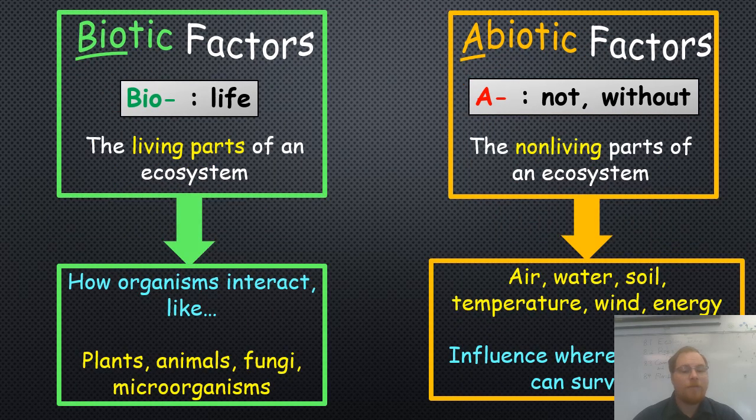Now, for biotic factors, we're talking about how organisms interact. Things like how the plants and the animals and all the other critters in an ecosystem interact with each other. With abiotic factors and the non-living things, we're talking about how all the non-living stuff interacts with each other. The air, water, soil, wind, sunlight, energy, all that. And those things influence where an organism survives. A camel is only going to be able to survive in the desert, and he probably won't do that well in the jungle, right? Because they're adapted for these certain abiotic factors.